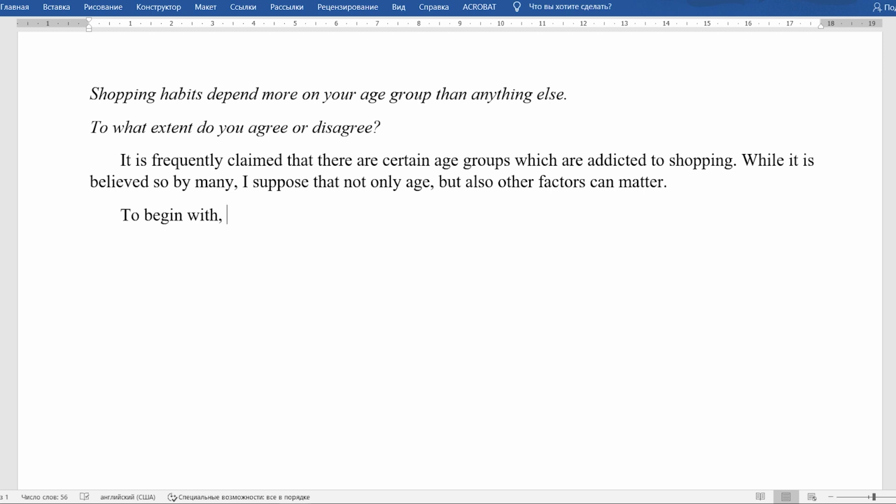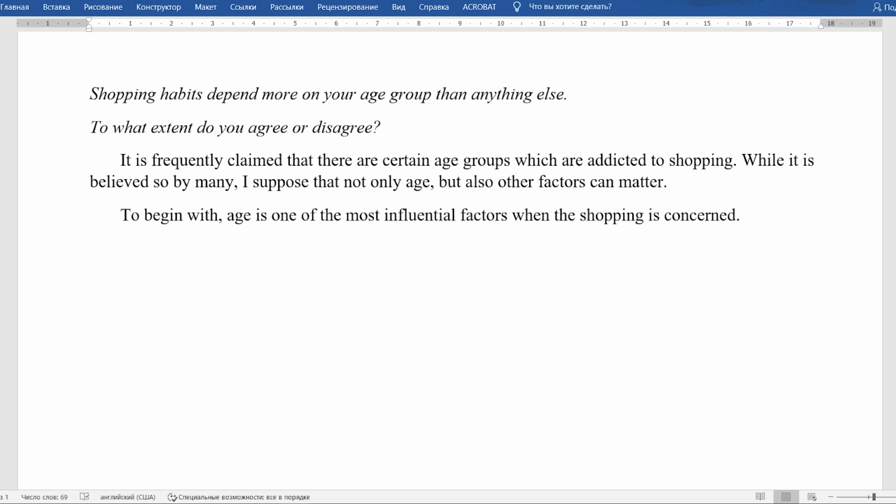So to begin with, age is one of the most influential factors. Here we need the plural form. Factors, one of the most influential factors when the shopping is concerned. So instead of saying when it comes to shopping, we can say when the shopping is concerned.